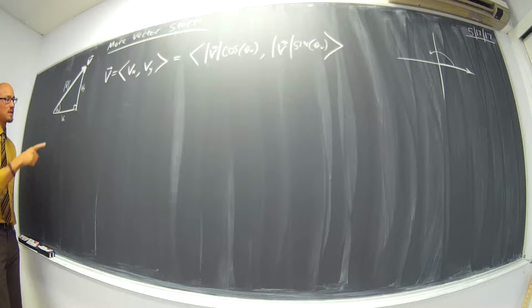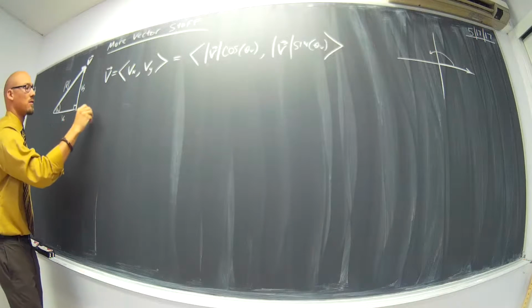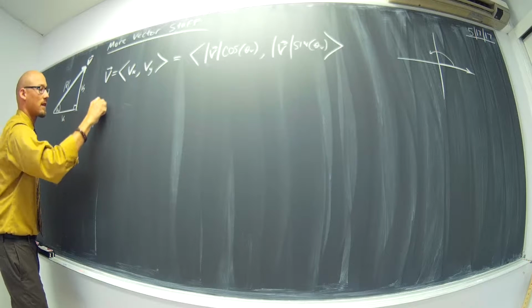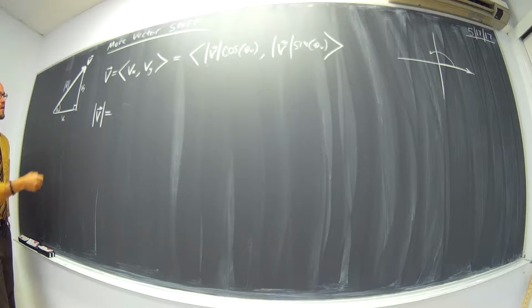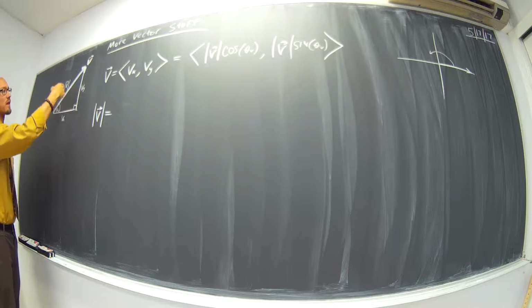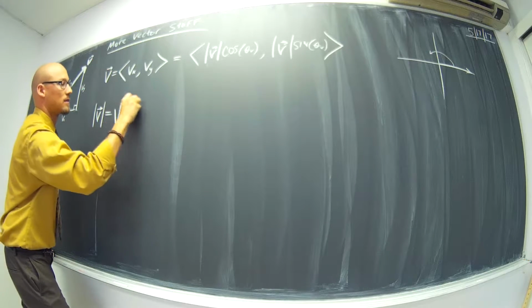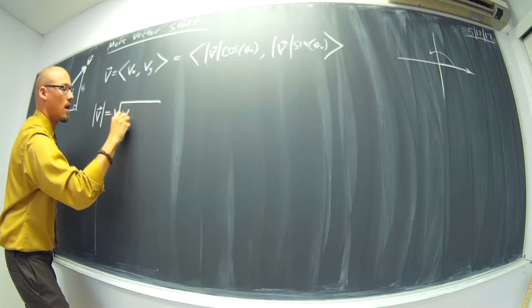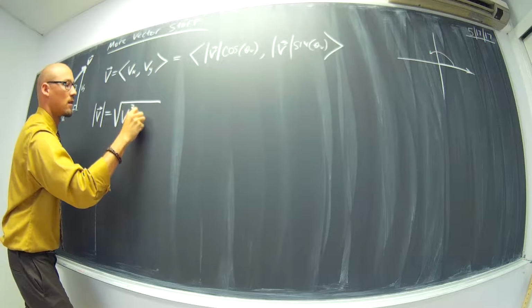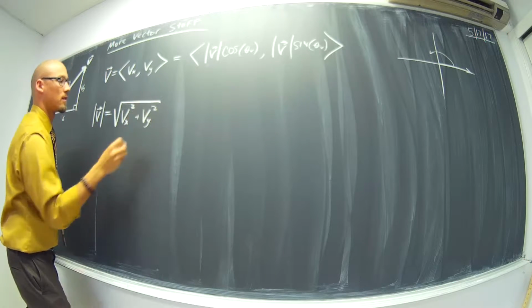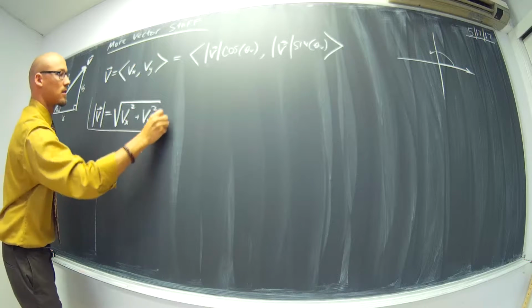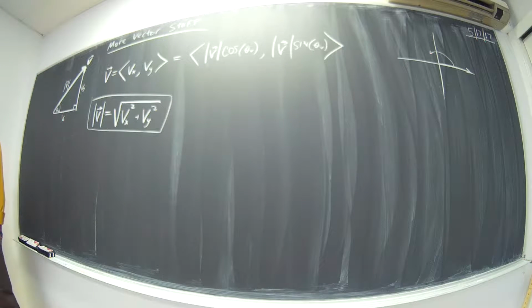So let's write a formula for the magnitude of vector v. If we do a squared plus b squared equals c squared, but then we have to square root both sides, we'll find out that it's the square root of the x component squared plus the y component squared. Right? That's your Pythagorean theorem in vector notation.